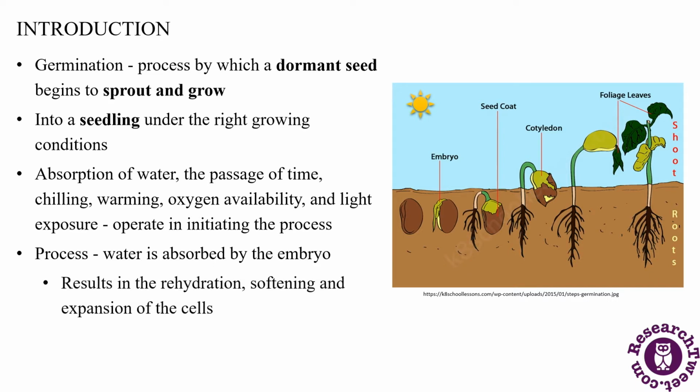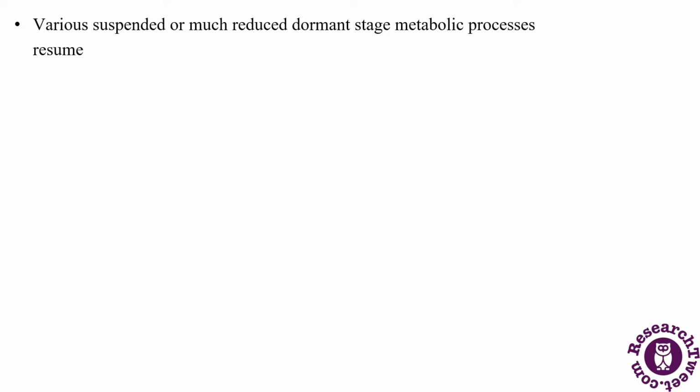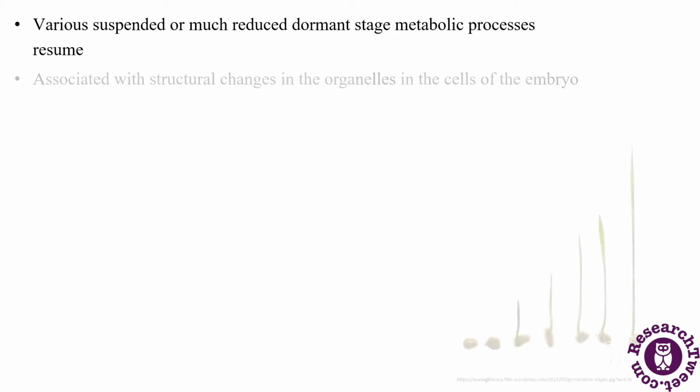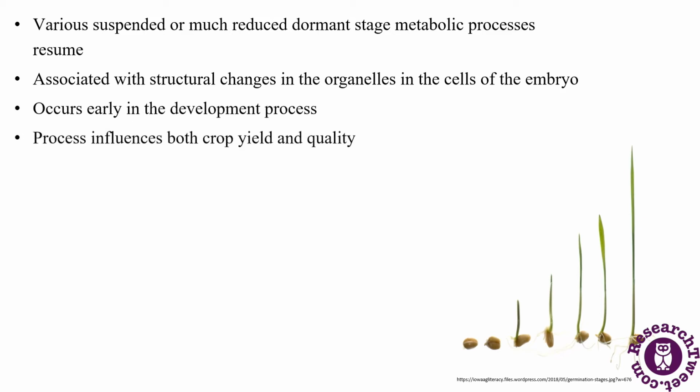expansion of the cells. Shortly after the beginning of water uptake, that is imbibition, the rate of respiration increases and various suspended or much reduced dormant stage metabolic processes resume. These events are associated with structural changes in the organelles in the cells of the embryo. Germination sometimes occurs early in the development process. This process influences both crop yield and quality.